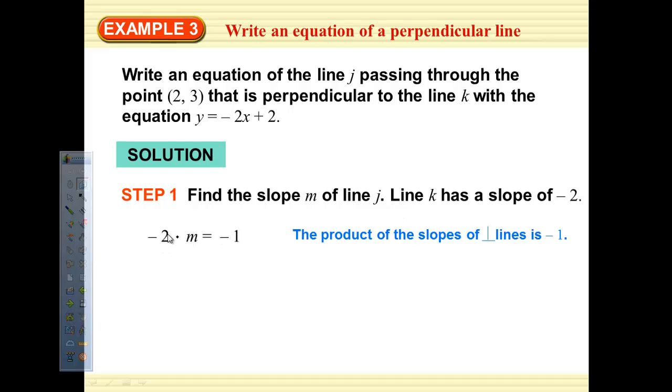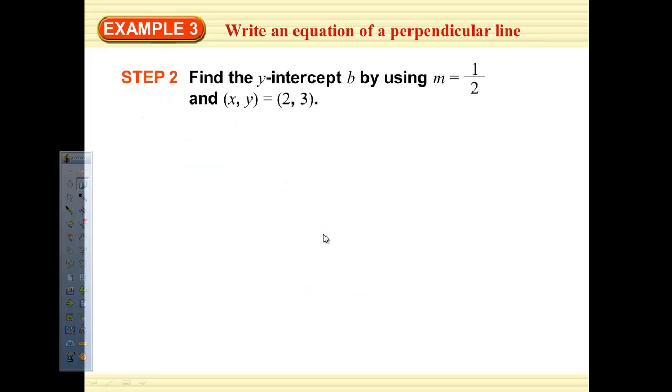So again, we've got negative 2 times m equals negative 1. We divide both sides by negative 2, and we get negative 1 over negative 2, which is 1/2. So now that we have the slope and we have a point, we can plug that into y equals mx plus b. So we're going to take this slope and this point and plug it into the y equals mx plus b form. So 1/2 will go right here, and then 2 will go in for x, 3 will go in for y. We'll get something like this.